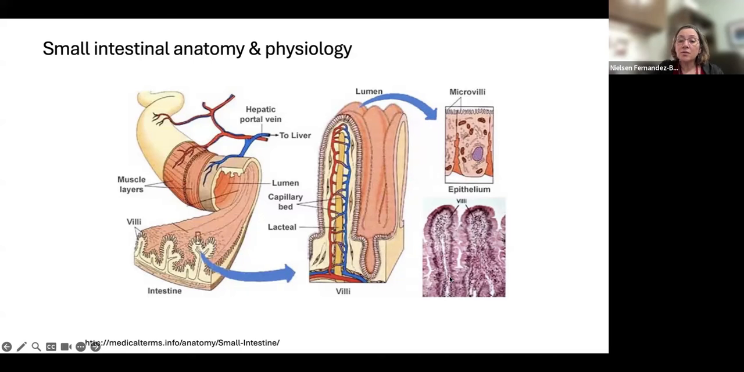And this is what it looks like under a microscope. So you have a single epithelial cell layer. And in the core, or what we call the lamina propria, is where our immune cells reside and where a lot of the action in celiac disease occurs.